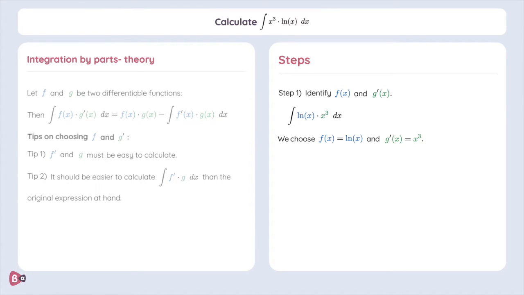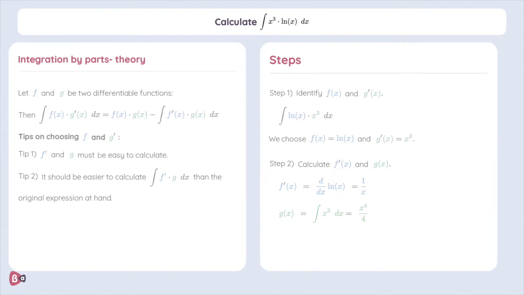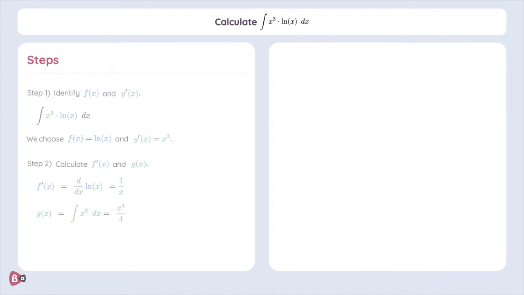Now we move on to step number 2, in which we calculate f prime of x and g of x. So we already saw before f prime of x is essentially equal to 1 over x, and g of x is equal to x to the power 4 divided by 4. So far so good. So now we can proceed with the remainder of the steps.